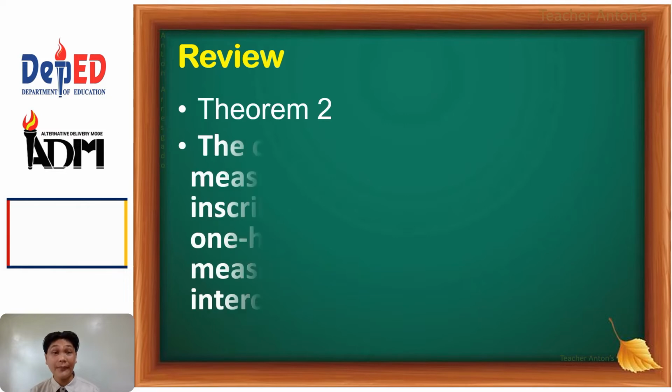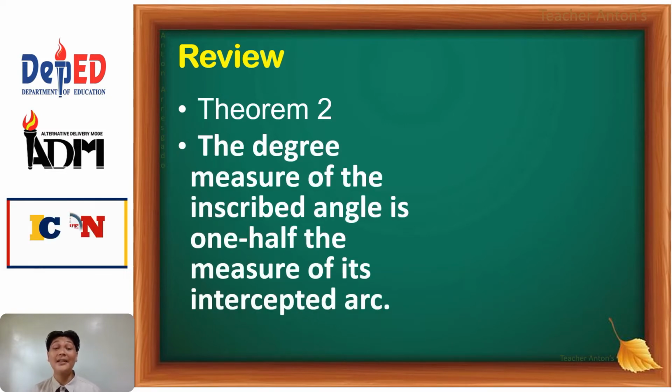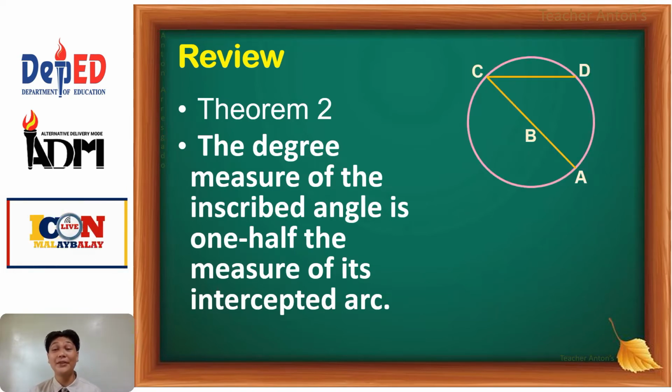Theorem 2. The degree measure of the inscribed angle is 1/2 the measure of its intercepted arc. Let's take a look at circle B, having a diameter CA and a chord CD. Clearly, we can see an inscribed angle DCA there. The inscribed angle DCA is intercepting the arc DA with measure 80 degrees. Now, if our inscribed angle DCA has a measure of alpha, how do we find alpha using theorem 2?